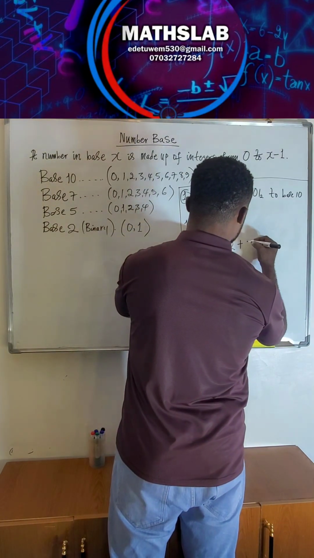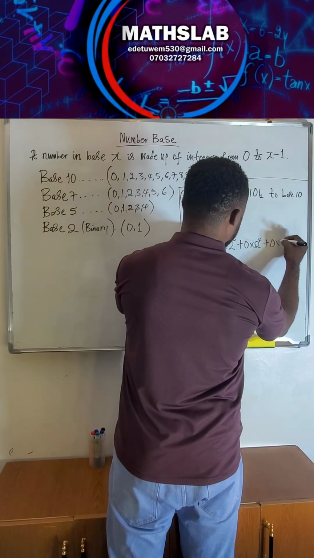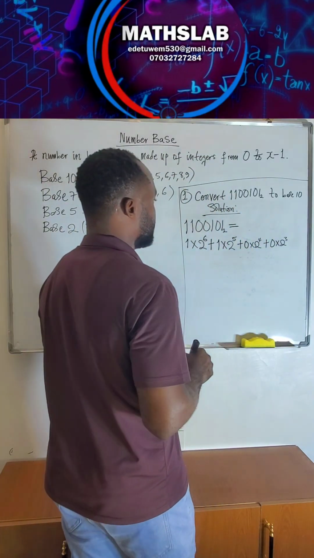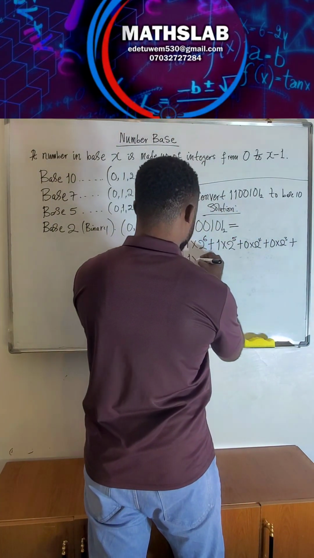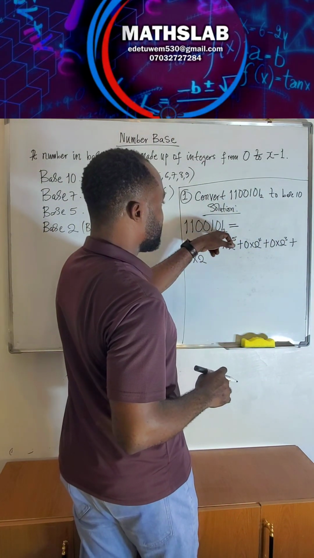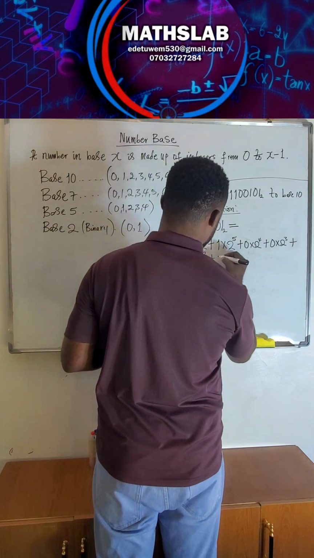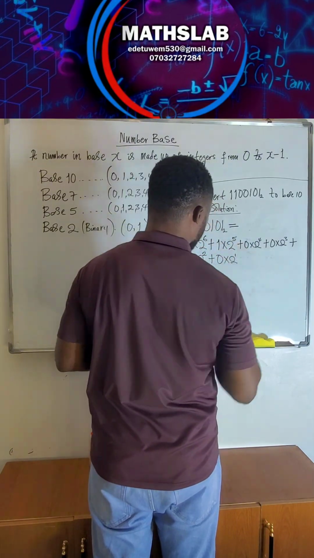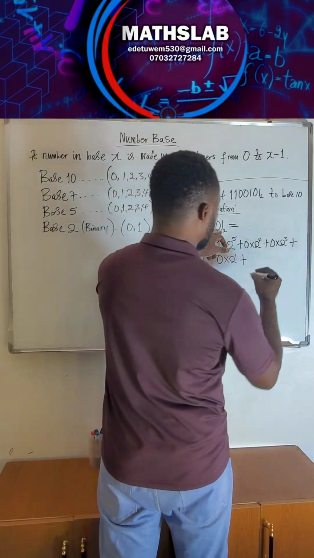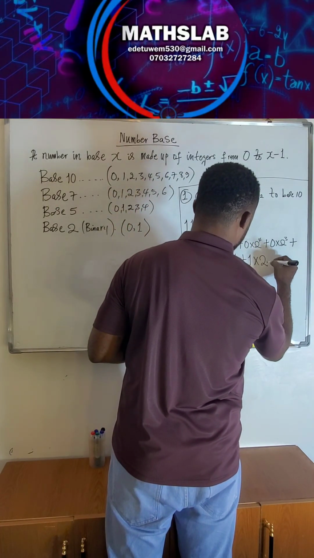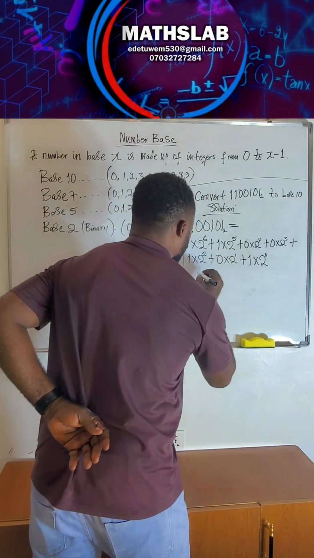That is going to be plus 0 times 2 raised to the power of 4, plus the next 0, which is 0 times 2 raised to the power of 3, plus 1, which is 1 times 2 raised to the power of the remaining digit, which is what? 2. And then plus 0 times 2 raised to the power of 1, plus the last digit, which is 1. So that is 1 times 2 raised to the power of 0. Okay? So we are going to calculate that together.